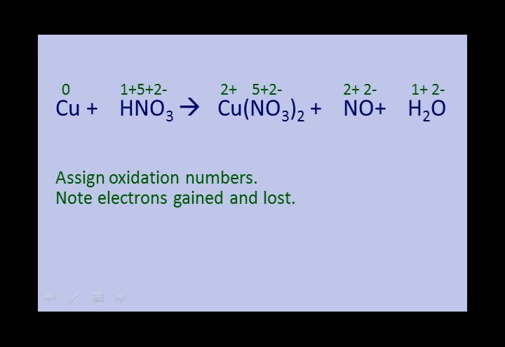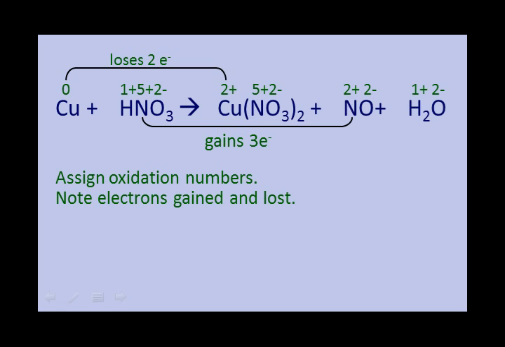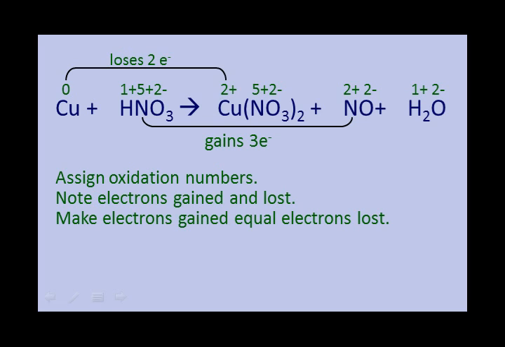All right, the next thing we do is note the electrons gained and lost. Well, copper is losing 2 electrons right here. What else is changing? Nitrogen is changing in one place and not in the other, so you have to be careful now with this. Nitrogen, as it goes from nitric acid to NO, gains 3 electrons. Now let's make electrons gained equal electrons lost. Well, we've got 2 electrons lost and 3 electrons gained. Oops, we're back to the 3-2 scenario, aren't we?